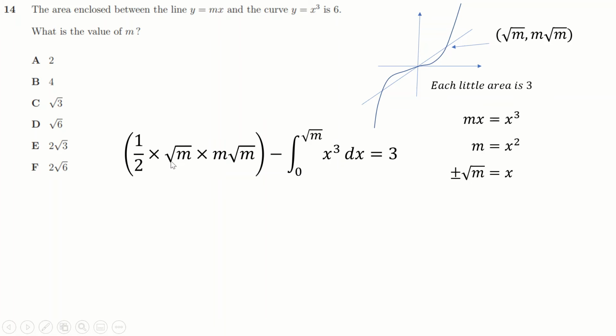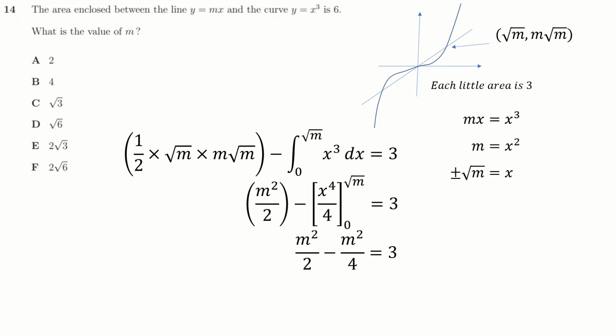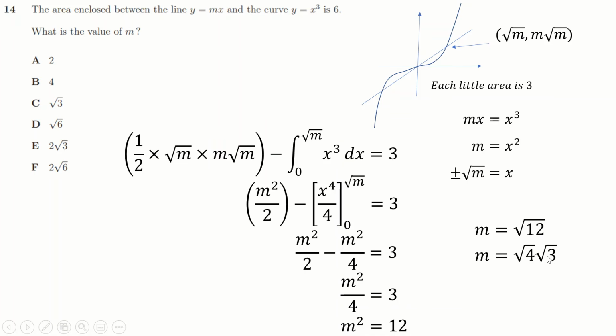Now this is nice because root m times root m is m, times m is m squared, so this is just m squared over 2. This integrates to x to the 4 over 4. Put in root m, now root m to the 4 is m squared, so I just get m squared over 4. Of course, when you put 0 in, nothing happens. This is good, that's just m squared over 4 times by 4, and now this is just some very basic understanding of how surds work. I know that I don't need the plus minus because I'm just looking for the positive m here. Of course, that's root 4 root 3, which is 2 root 3, and that's my answer.